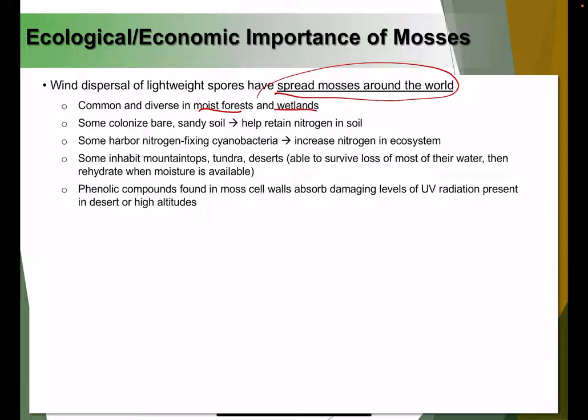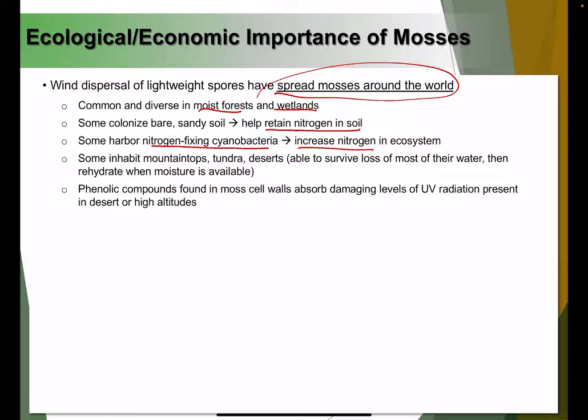And then these mosses, being in this bare, sandy soil, can actually help retain nitrogen in the soil. And some harbor nitrogen-fixing cyanobacteria. And again, they will help the ecosystem by increasing the nitrogen content if it doesn't have enough in that particular ecosystem.